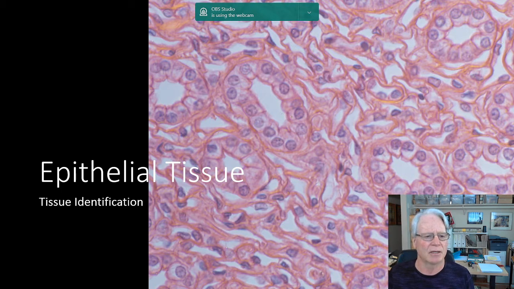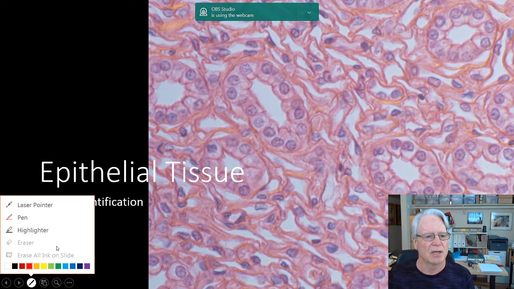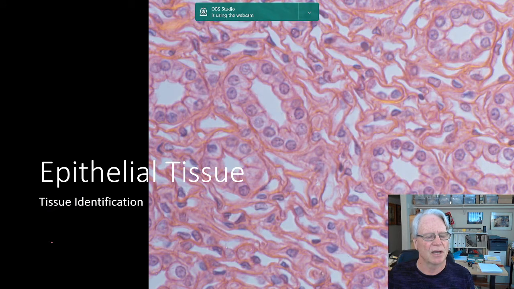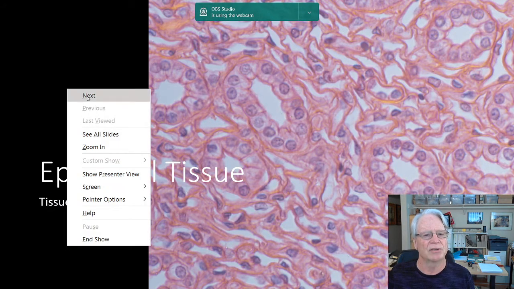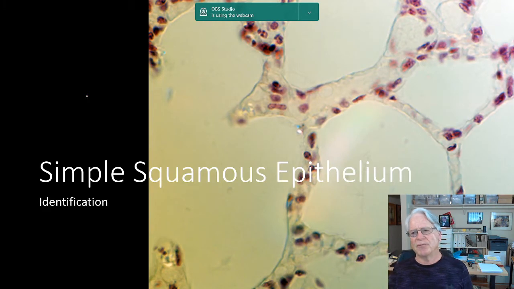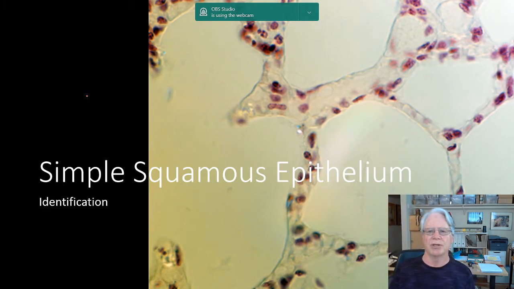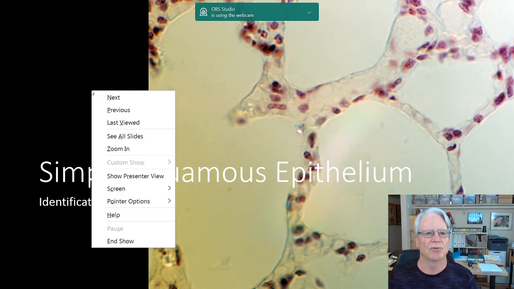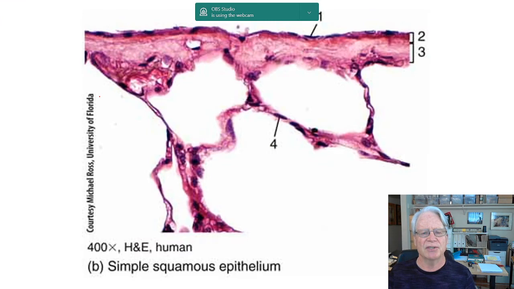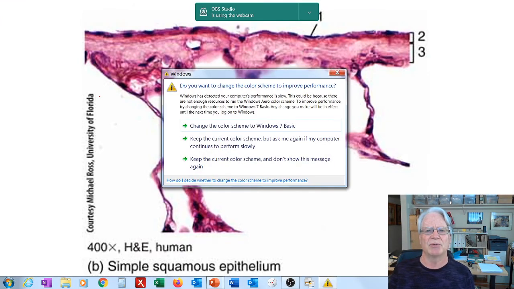So let's go ahead and let me start here. I'm going to say next slide. We're going to start off with simple squamous epithelium, and we're going to talk about what it looks like. We'll talk a little bit about its structure and so forth. So this is a slide that shows us simple squamous epithelium.